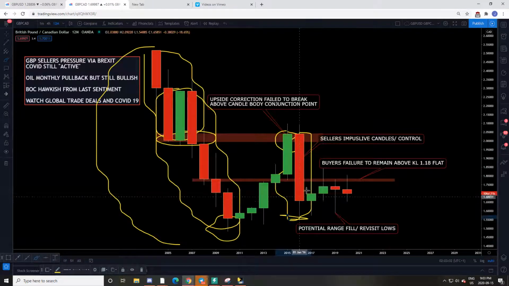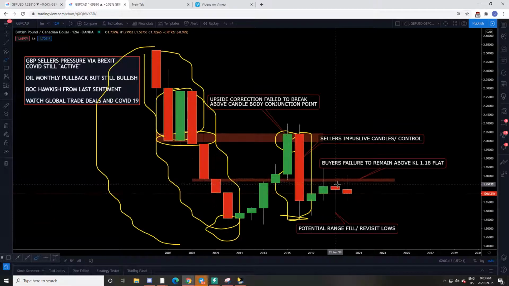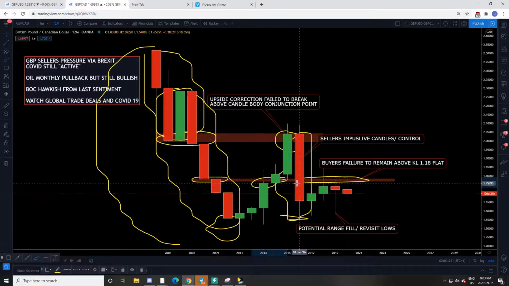We can also see that this buyer side action has been more corrective ever since there's been so much seller's pressure on GBP over the last few years, as Brexit has been going on since like 2018. And we are failing to remain above a key level, 1.18, as well as creating a very solid resistance at some areas of price sensitivity you can see to the left.